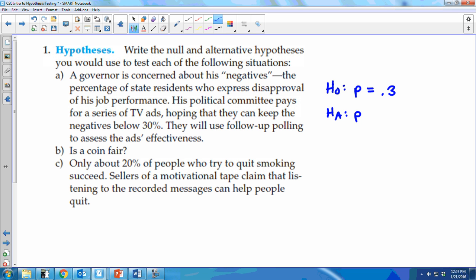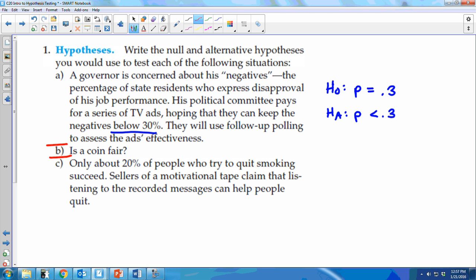P equals 0.3. They said they want to keep the negatives below 30%. So if nothing had changed, we would think that it stayed around 30%. The alternative, they want it to be below 30%. So what should the alternative say? P is less than 0.3. Notice those numbers are always the same. Do not use what's happening in the sample. It would be very tempting, like in the INGOTS example we're doing, you have this 0.17 you could use. Do not use that in your hypotheses. Do not use your sample proportions in your hypotheses.